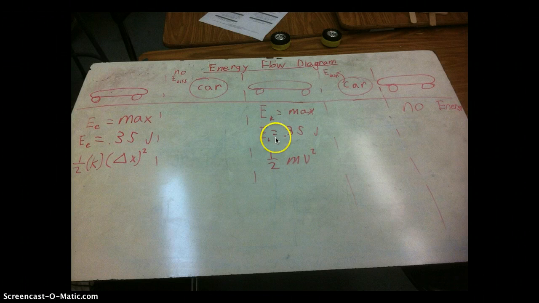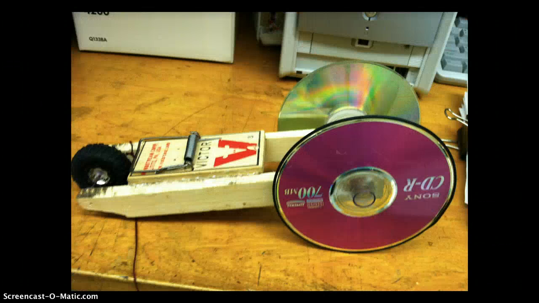And then from the max kinetic energy to stopped all the way at the end, there will be no energy at the end. So all the energy is dissipated through friction and air resistance, but probably not too much air resistance because the cars are so small. So in this system, from the max elastic energy to max kinetic energy, there's no energy dissipated. And then from the max kinetic energy to when the car stopped, all the energy is lost. And that concludes my mousetrap speed car.